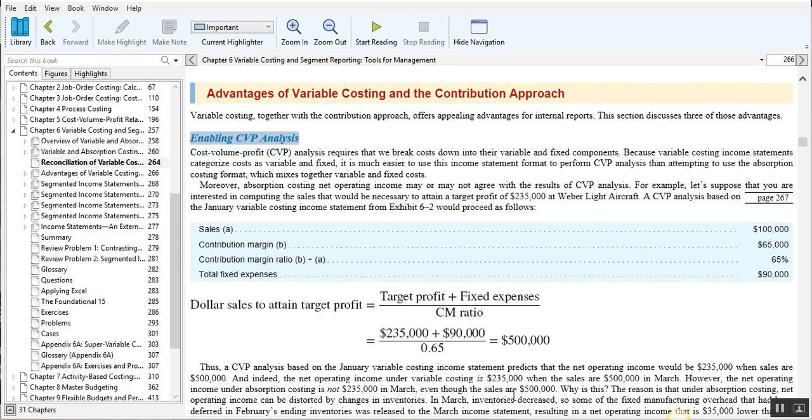And the calculation here is based on these facts. This is the example we had earlier, the light aircraft company, where we sell each unit for $100,000. We have a contribution margin of $65,000, a contribution margin ratio of 65%, and fixed expenses of $90,000. So if they want to have a target profit, and here they're targeting $235,000, that means they have to sell $500,000 worth of goods in order to make that.